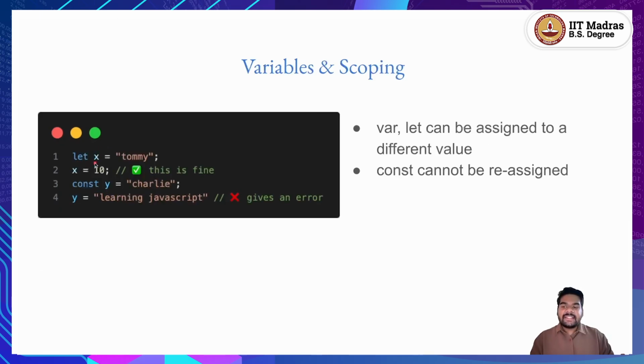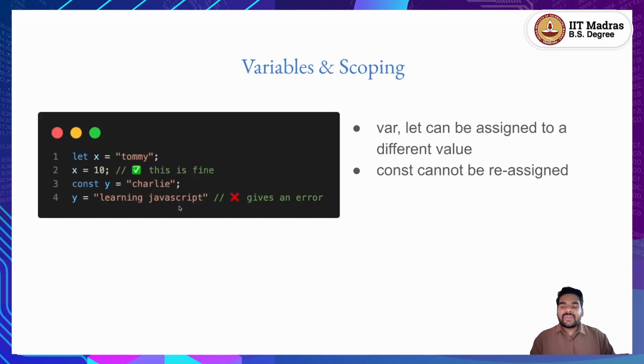Since I have declared x with let, I can reassign the value to something else at a later point of time. It does not matter what data type it is, I can reassign it to something else. But if I do the same with const, I can't do it, because that is the meaning of const. I don't want it to change at a later point of time. If it accidentally changes, it gives me an error.